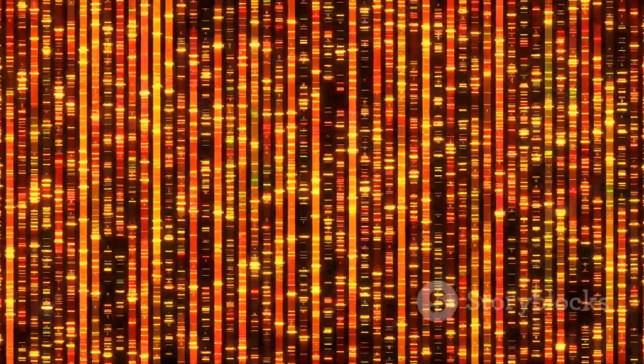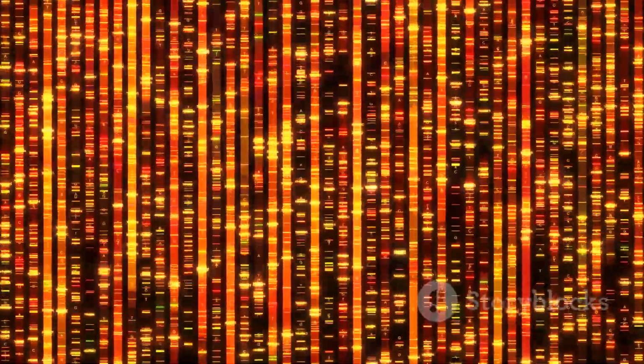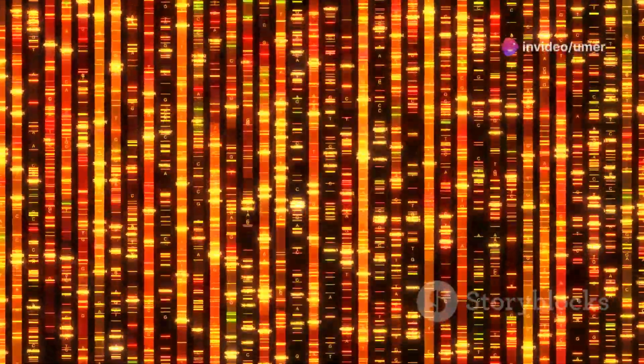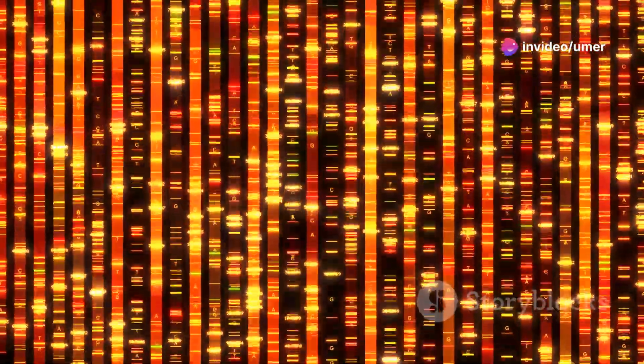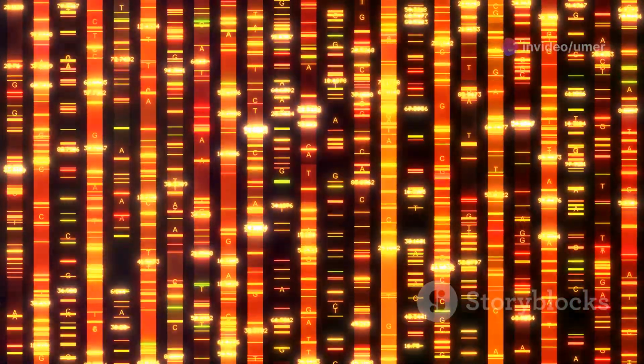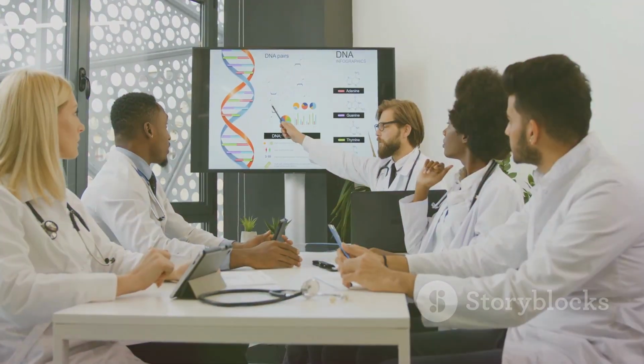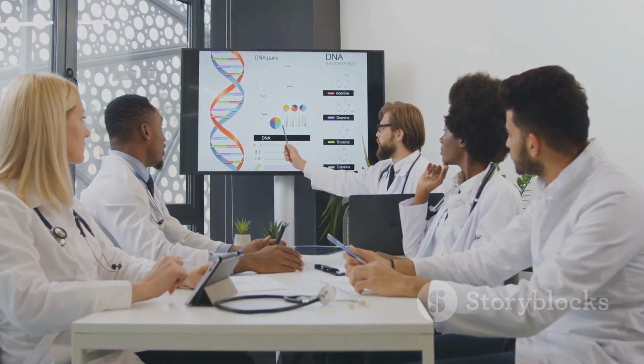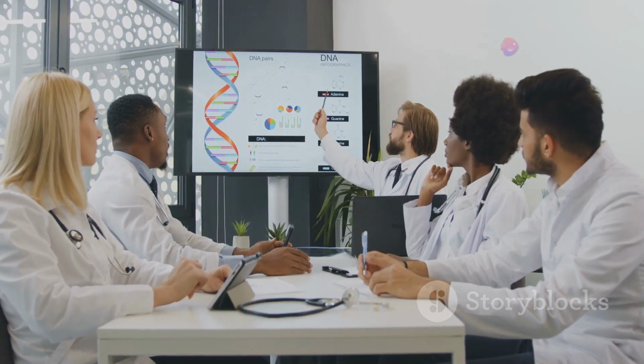By identifying and characterizing these recurring elements, researchers can gain a deeper understanding of how genes function, how they interact, and how they have evolved over time. This knowledge is fundamental to advancing our understanding of health and disease.